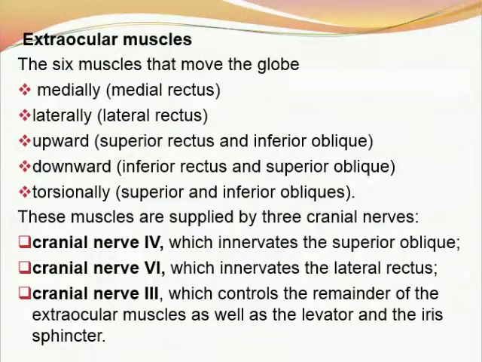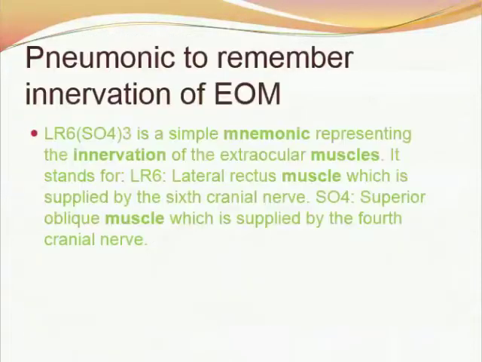These muscles are supplied by 3 cranial nerves. These are cranial nerve 4, which innervates the superior oblique, cranial nerve 6, which innervates the lateral rectus, and cranial nerve 3, which controls the remainder of the extraocular muscles, as well as the levator and the iris sphincter.